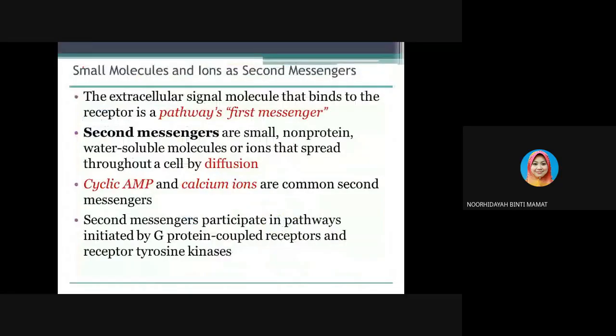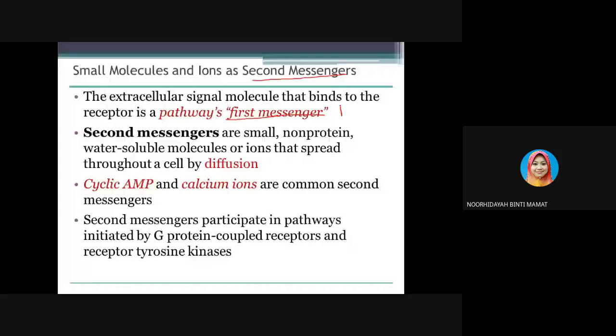So next we have the small molecules and ions as a second messenger. So the extracellular signal molecule that binds to the receptor is the pathway's first messenger. So the first step, where the molecules bind to the receptor, is actually the first messenger in the reception pathway, right? In the reception process. So let's talk about the second messenger.